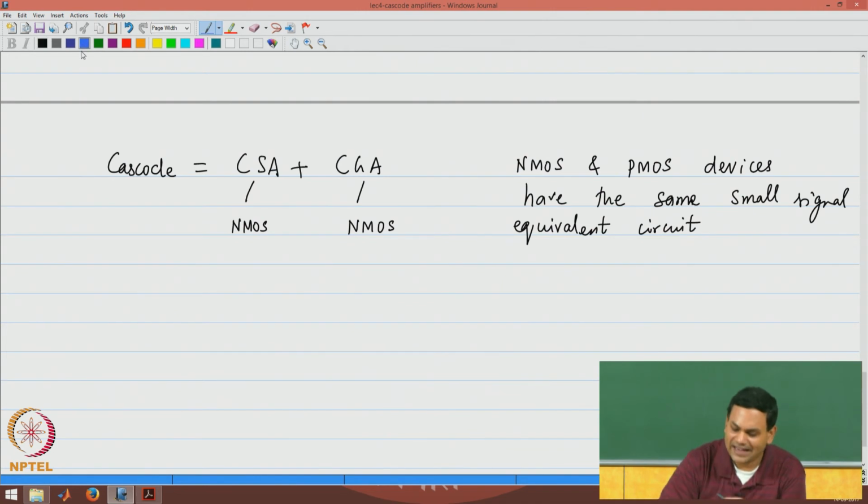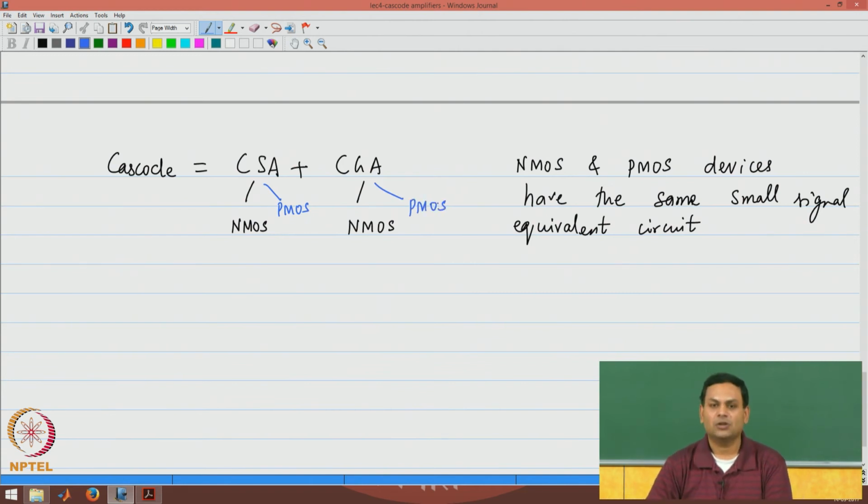Therefore, in reality either of these two devices could be NMOS or PMOS, because only the biasing details will differ. Let us look at one variant where the common source amplifier is composed of an NMOS device, but the common gate amplifier is composed of a PMOS device.